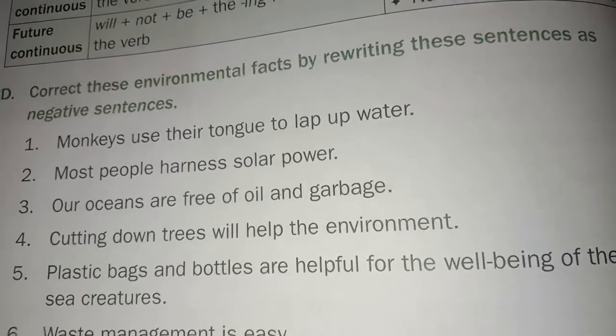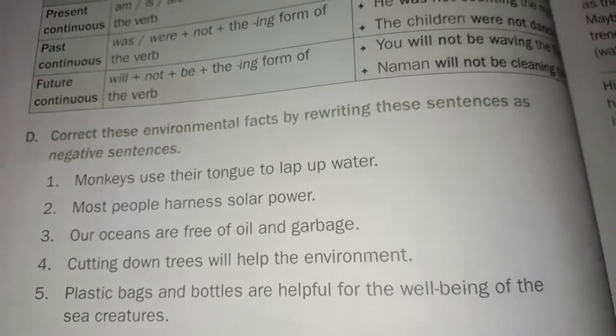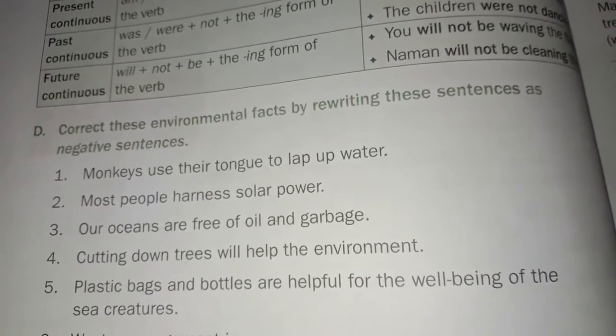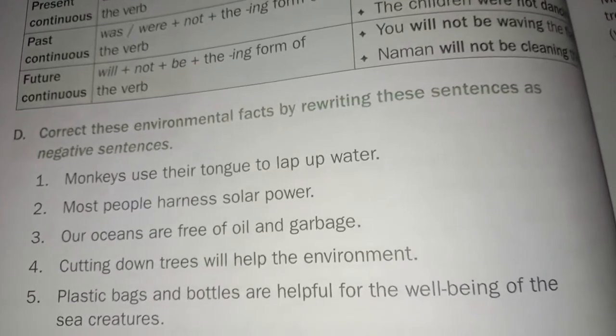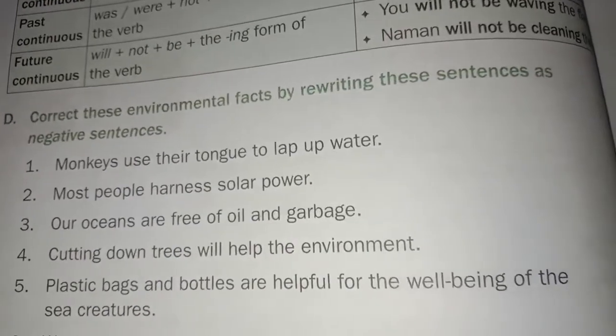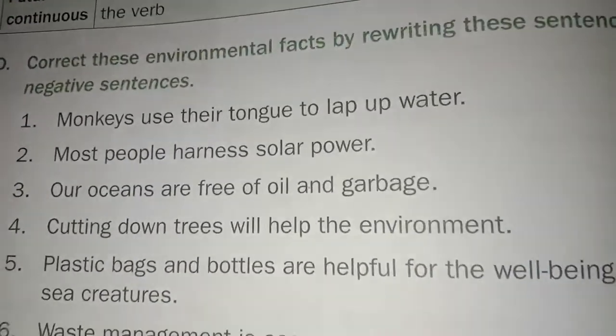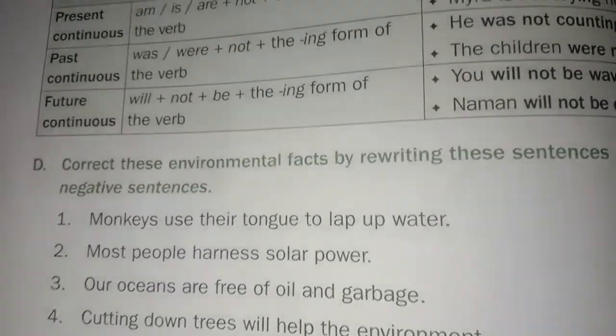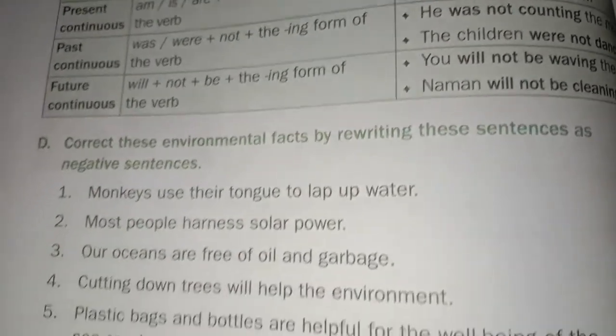You should write like this, you should use the negative form. Yes, you learn? This form you should write and you should correct it. Only five, you write it out. Okay, children. Has everyone understood this? Complete these forms.